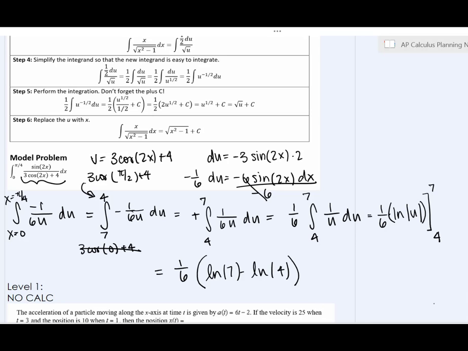And then a friendly reminder that we can use those log rules to make this 1/6 the natural log of 7/4. And there is our answer.